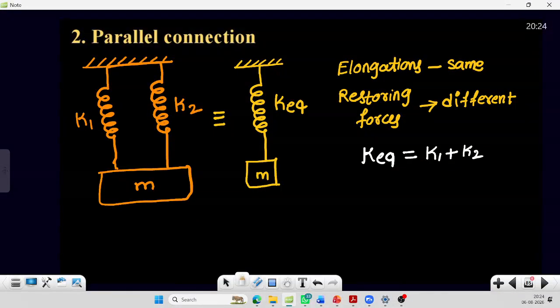So earlier, in series connection, 1 by K equivalent equals 1 by K1 plus 1 by K2. Here we have taken two springs. If you take three springs, then plus K3, K4, like this will come. We can add them simply.